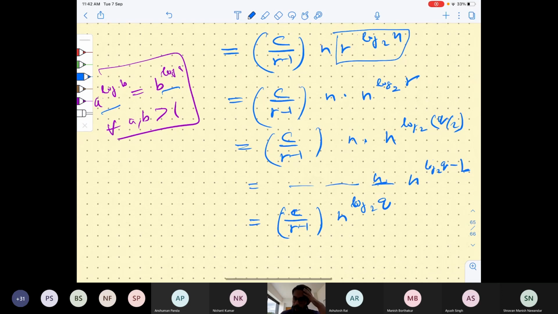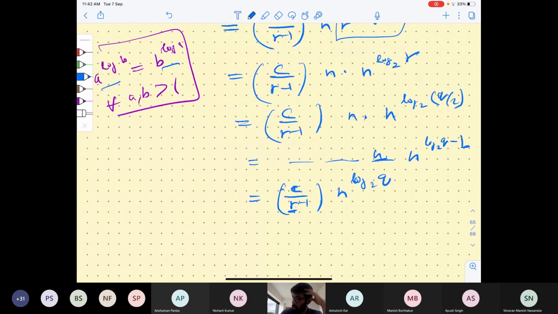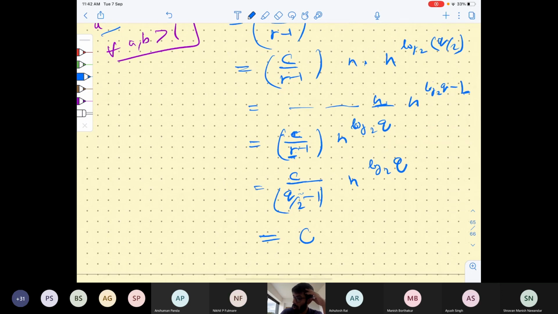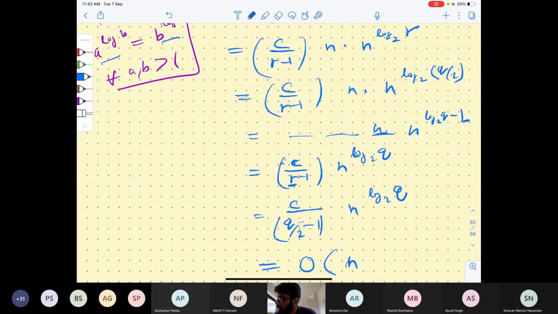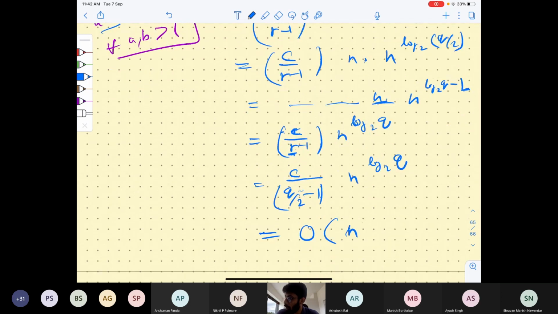And what is this? What is this c over r minus 1? Again, r is just a constant depending on q, right? So whatever, c over q something. And q is a fixed constant. q over 2 minus 1, let's say. And n to the log 2 base q. So basically, what you get, this is order n to the log 2 base q.